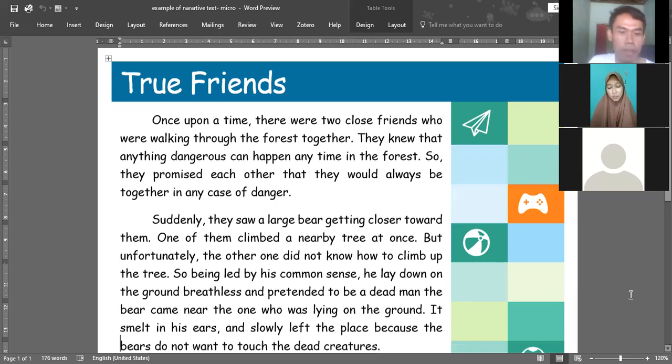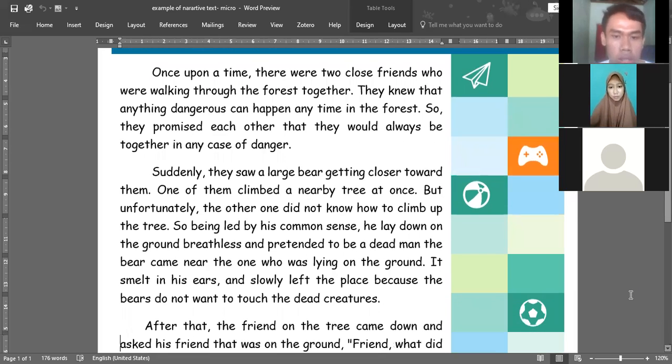Okay, the next paragraph. Suddenly, they saw a large bear getting closer toward them. One of them climbed a nearby tree at once, but unfortunately, the other one didn't know how to climb up the tree. So, being led by his common sense, he lay down on the ground, breathless, and pretended to be a dead man. The bear came near the one who was lying on the ground. It smelled his ears and slowly left the place because bears don't want to touch dead creatures. Everyone.